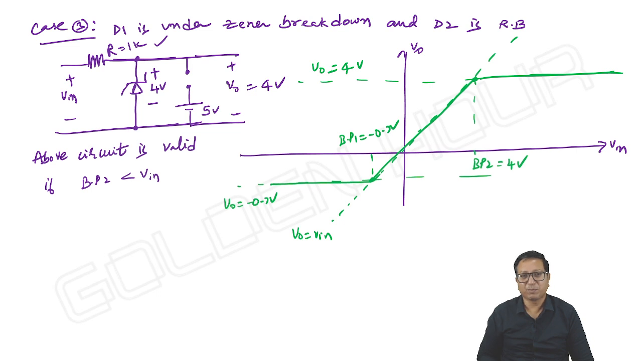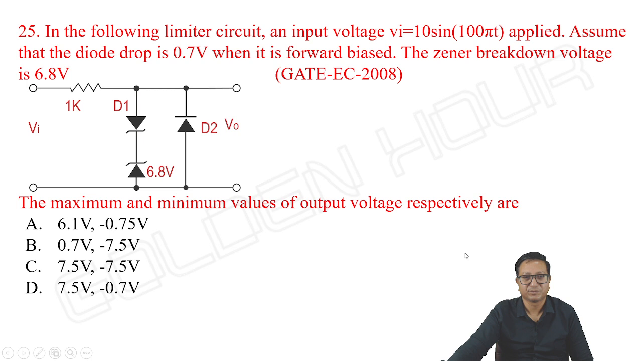Okay. In the previous problem, the GNR diode has a breakdown voltage of 10, which is not possible to reach. But here, the breakdown voltage is less, and hence there is no possibility for D2 to conduct. D2 never conducts. Okay. This is how we can do this problem. Now we can easily understand. Okay. And one more thing, friends.